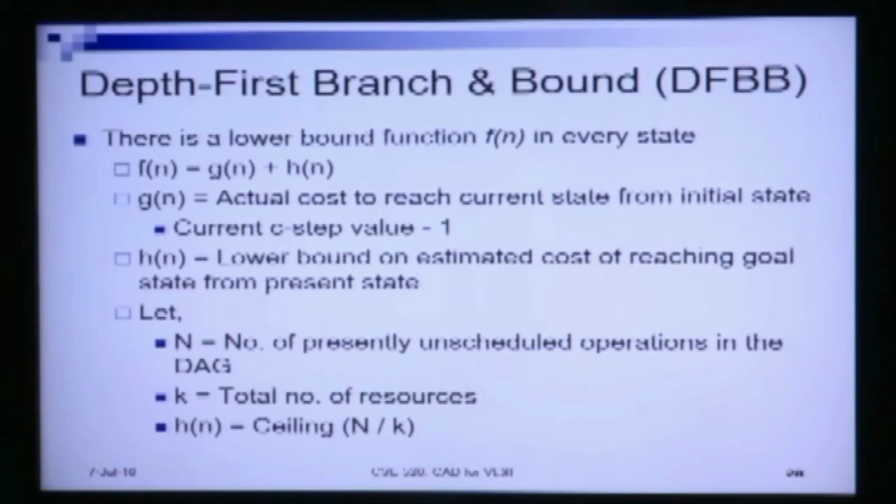For example, how can such an estimate be obtained? A crude estimate. Let us say n is the number of presently unscheduled operations in the DAG. So, I have already allocated and scheduled a set of operations, but there is a set of operations left to be scheduled, and that is denoted by n. Let k denote the total number of resources that are available. Then because every operation takes only one time step to execute, what is a lower bound on the number of time steps that will be required to schedule these remaining n nodes? It is given by the ceiling of n by k.